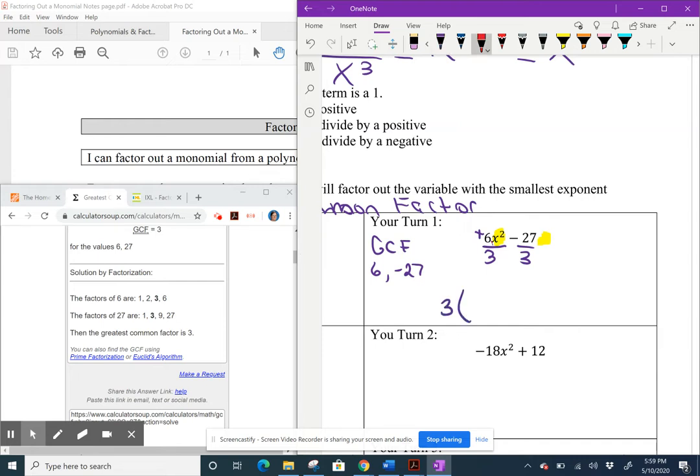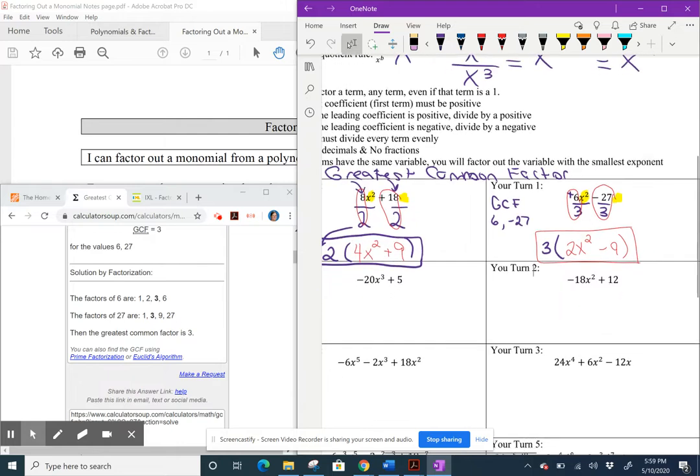Now you want to divide it. A positive 6 divided by 3 is a positive 2, and drop down the x squared. And then negative 27 divided by 3 is just a minus 9. So once again, that is your answer. If you redistributed, 3 times 2x squared gets you 6x squared. 3 times negative 9 gets you that negative 27 that we started with.